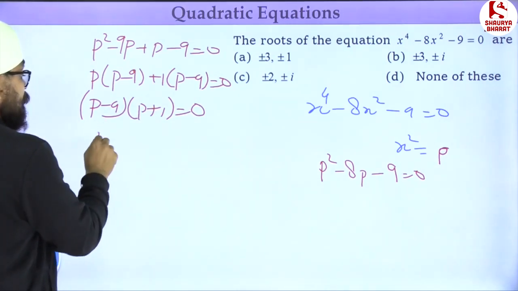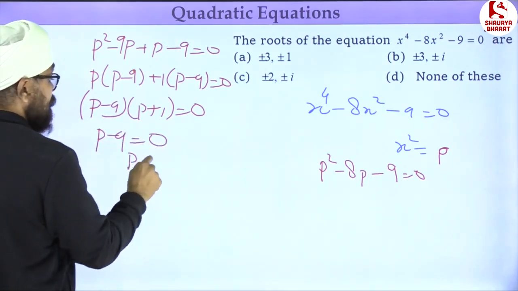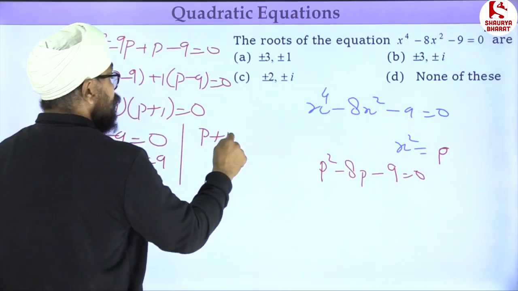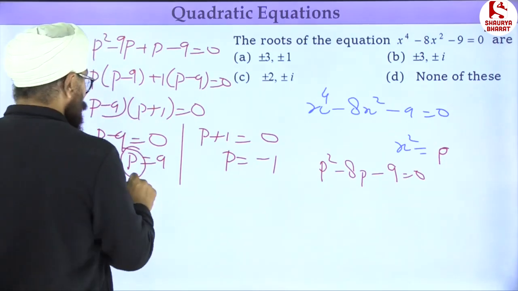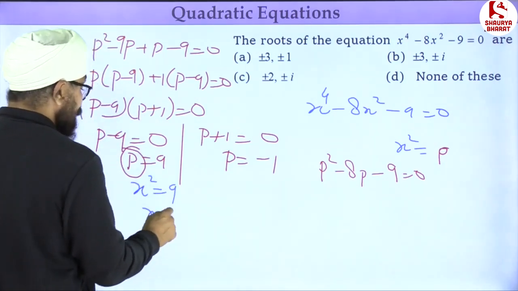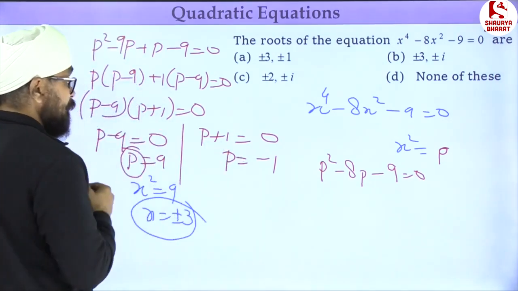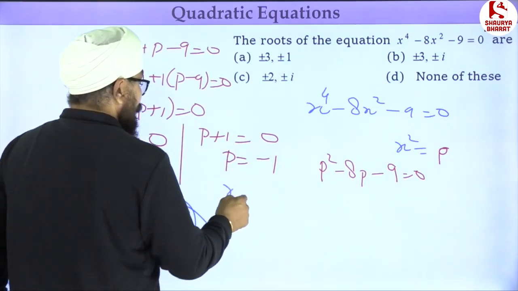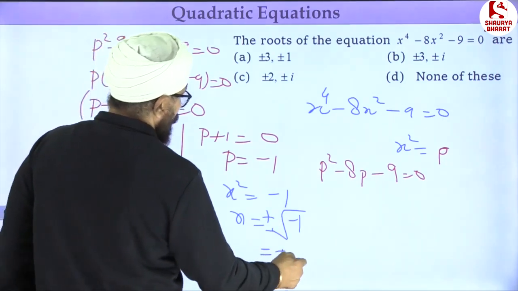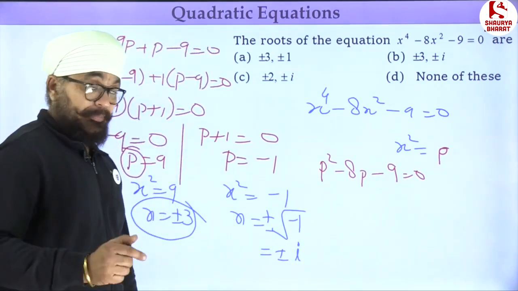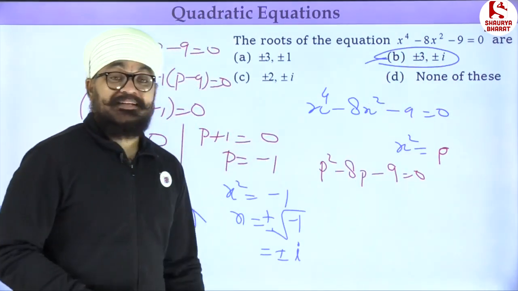Now putting each factor equal to 0, we will get the zeros. The first one is p minus 9 equal to 0, so p is equal to 9. The other one is p plus 1 equal to 0, so p is equal to minus 1, but this p is nothing but x square. So x square is equal to 9, so x is equal to plus minus 3. And for the other factor, x square is equal to minus 1, so x is equal to root of minus 1, which is plus minus iota. Isn't it? Complex numbers. So we have plus minus 3 and plus minus iota. So the answer is B.